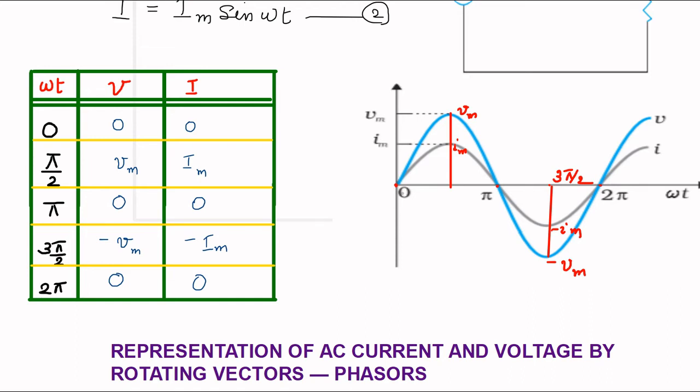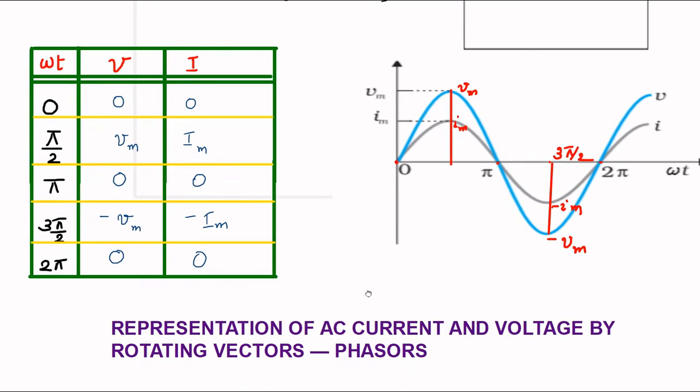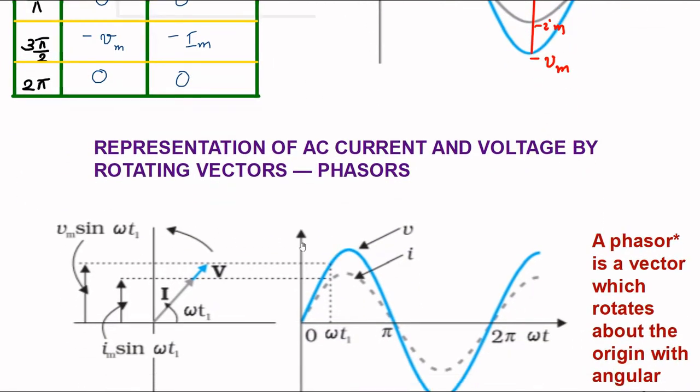So when omega t varies from 0 to 2 pi, the voltage and current vary from 0 to maximum in the positive y direction, then decrease to 0, increase from 0 to maximum in the negative y direction and become 0. So EMF and current are in phase. There is no phase difference between EMF and current.